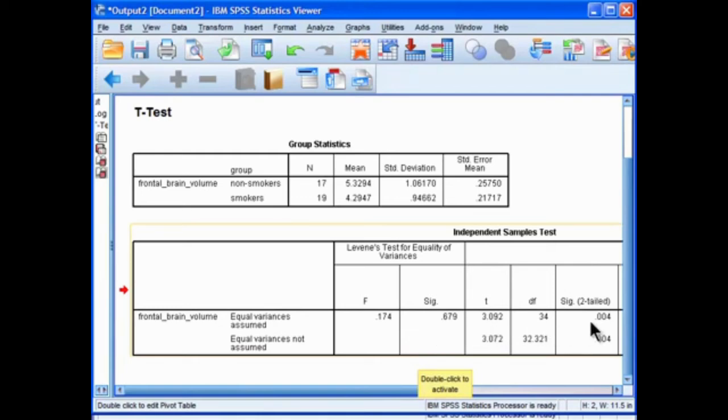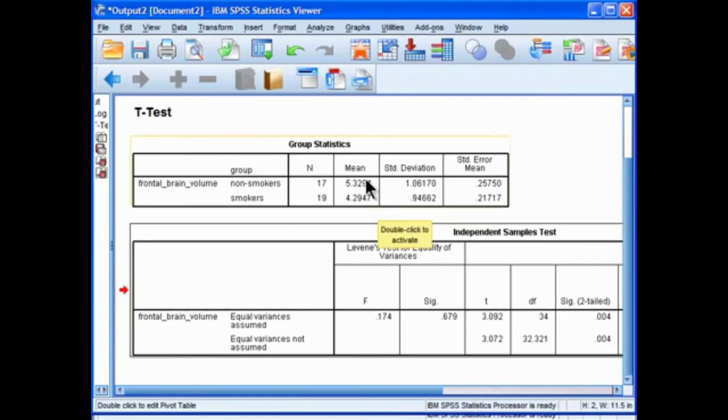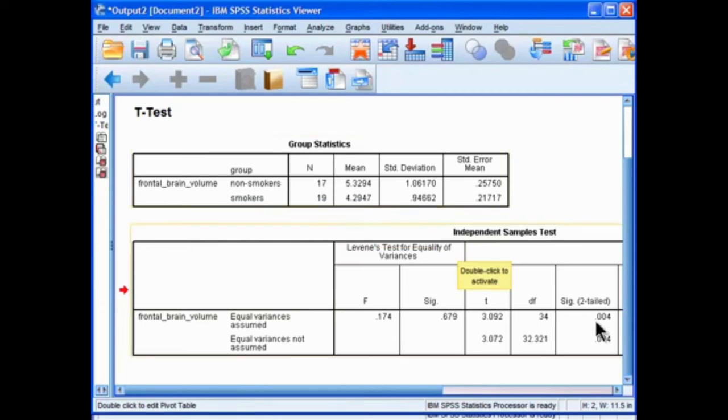So here we have a t-value of 3.092 with a degrees of freedom of 34 and a significance level of 0.004. So, because this value is less than 0.05, we would reject the null hypothesis between the means and state that, in all probability, the difference in brain volumes between smokers and non-smokers is statistically significant.